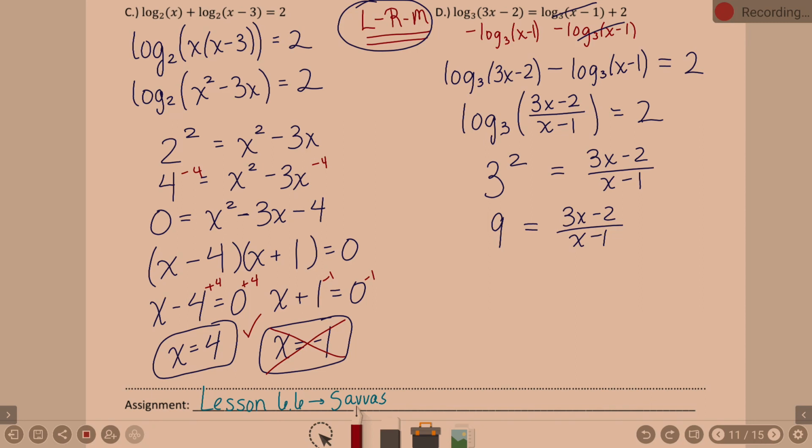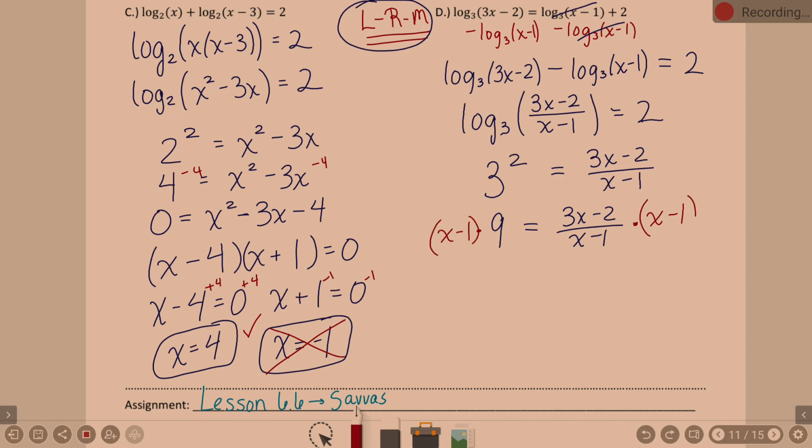I have a fraction here, yes? I don't really want a fraction. I don't want x's in my numerators and x's in my denominators. How do I get rid of a denominator? Okay. If this is 3x minus 2 divided by x minus 1, the opposite of dividing by x minus 1 is to multiply by x minus 1. What you do on one side, you're going to do on the other side.